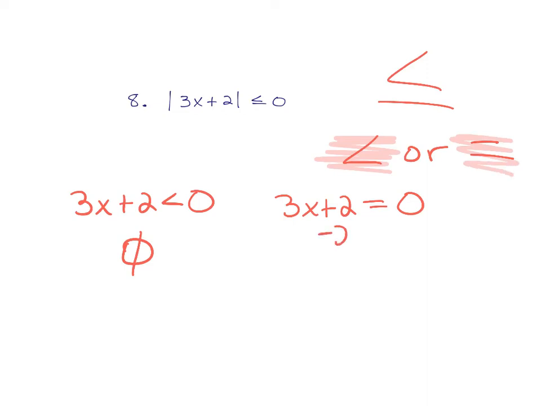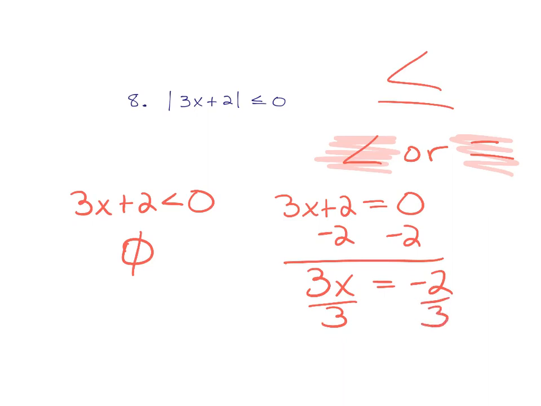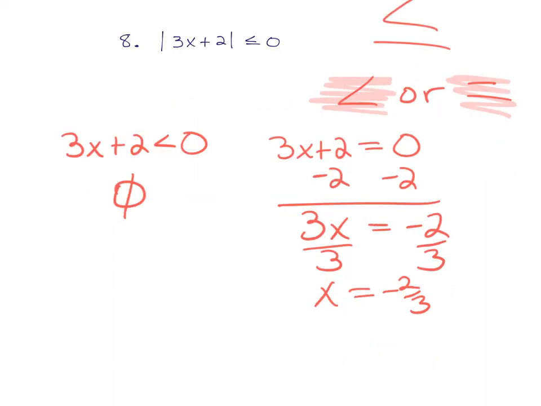So now I'll subtract 2. 3x equals -2, divide, and x equals -2/3. So for this one, if it were just a plain less than, it would be no solution. But because I have less than or equal to, I have to find the value that would work, and that would be -2/3. So for this answer, you're just going to list it as -2/3. Let's try one more example.